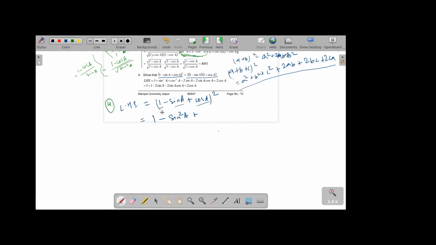Okay, so a square, b square, then c square, that is cos square a, and then plus 2ab. So in place of a we have 1, 2 into 1 into b, here we have sin a, so 2 sin a. Then plus 2bc, that means second term and third term. So 2 into sin into cos, but again here it is minus, so it will be minus 2 sin a cos a.